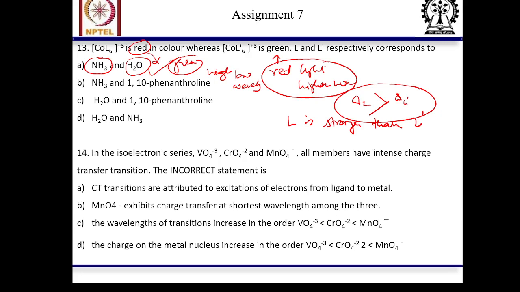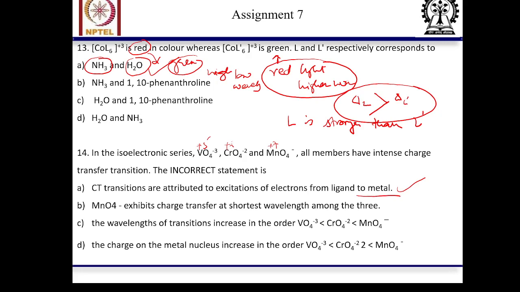So what is the correct answer? Definitely CT transition is attributed from the ligand to metal. This is the ligand to metal charge transfer because the metal is in the high oxidation state. Here it is plus 7, here it is plus 6, here it is plus 5. So metal in the high oxidation state means ligand to metal charge transfer.